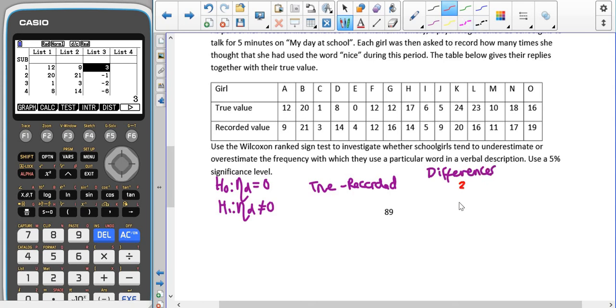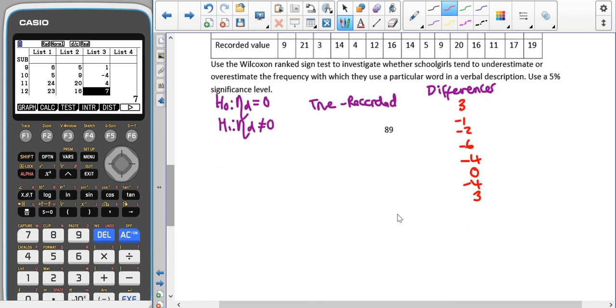So our differences we have 3, minus 1, minus 2, minus 6, minus 4, 0, minus 4, 3, 1, minus 4, 4, 7, minus 1, 1, minus 3. And again, that 0 is going to become a dot.